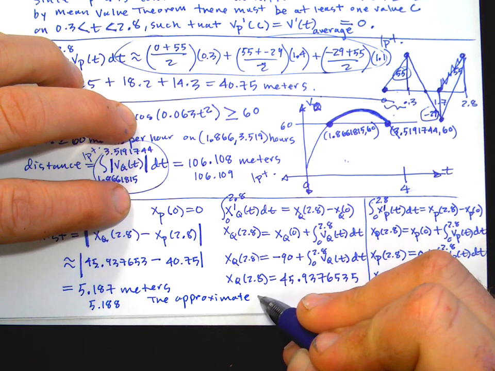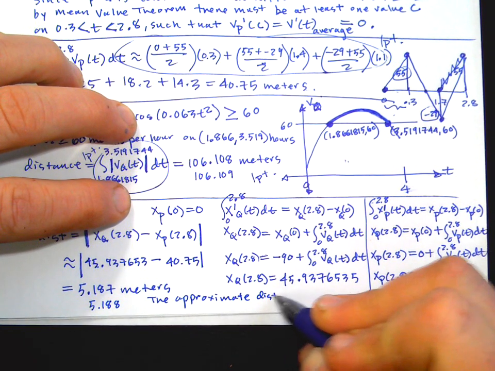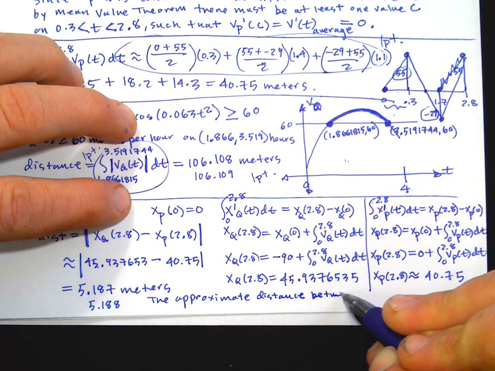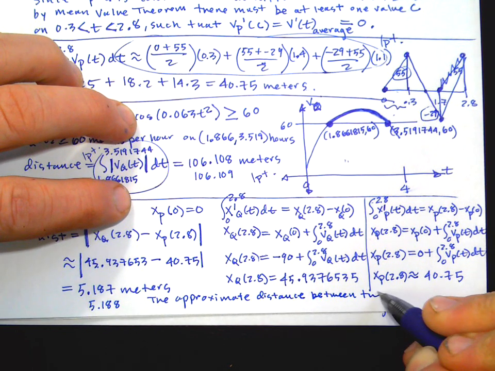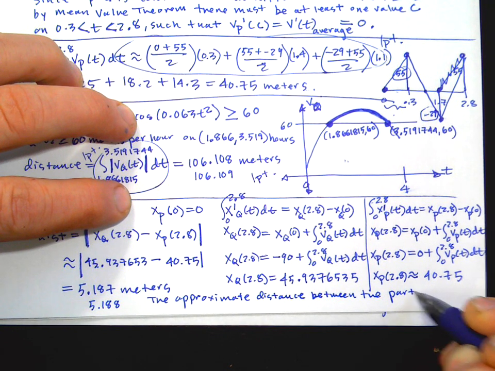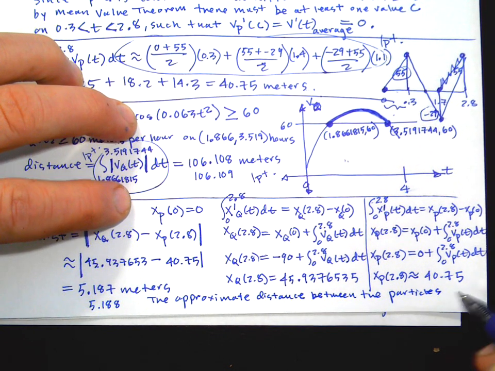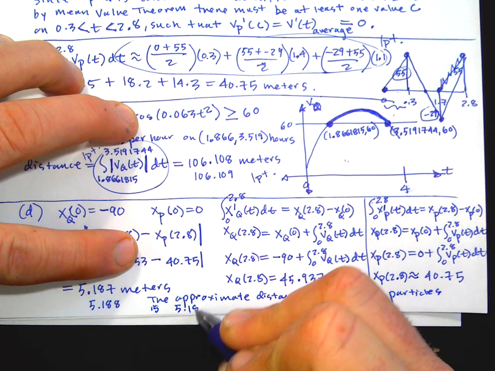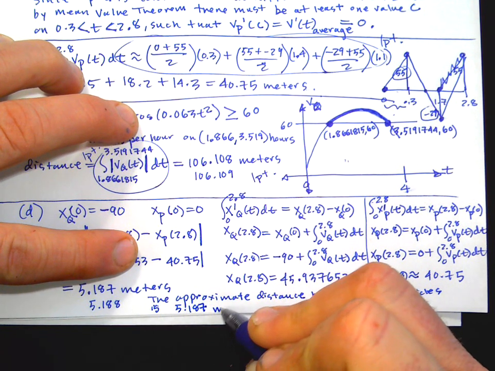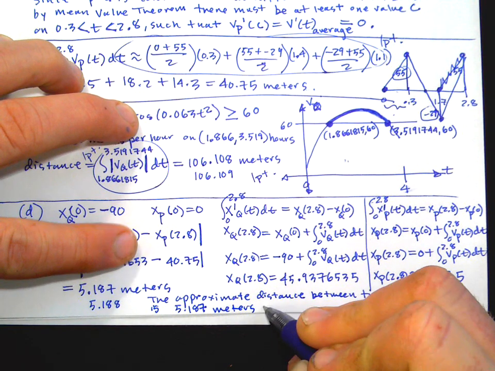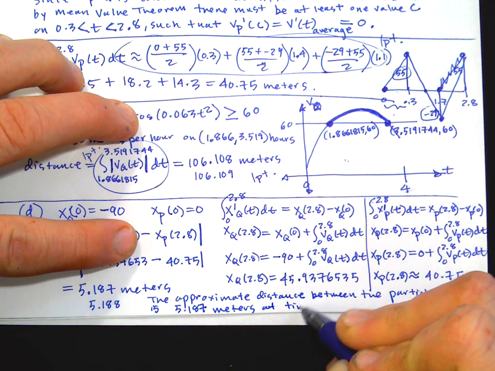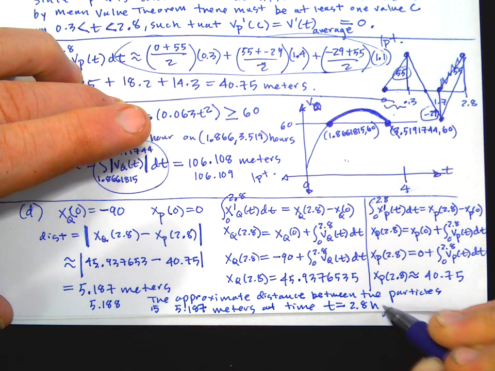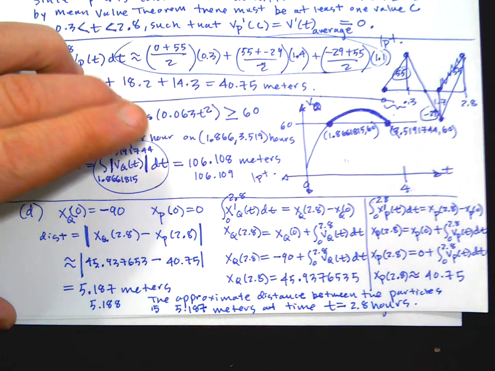The approximate distance between the particles is 5.187 meters at time t equals 2.8 hours. This is a nicer version of the answer.